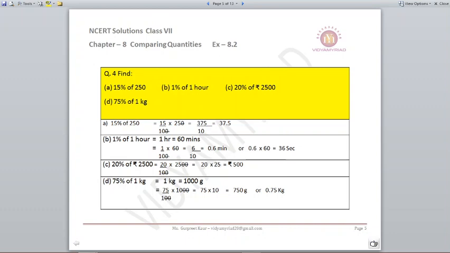So if I want to convert this into kg, it can be written as 0.75 kg, because in order to convert it into kg we need to divide the grams by 1000. So it will become 750 divided by 1000, which will give you 0.75 kg.